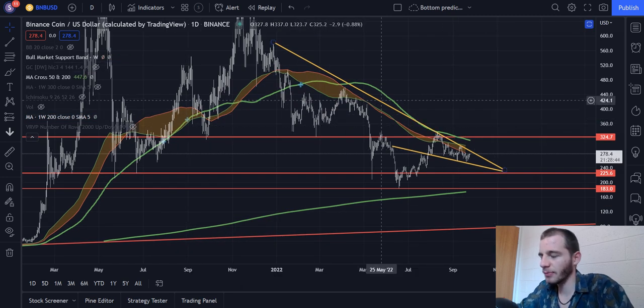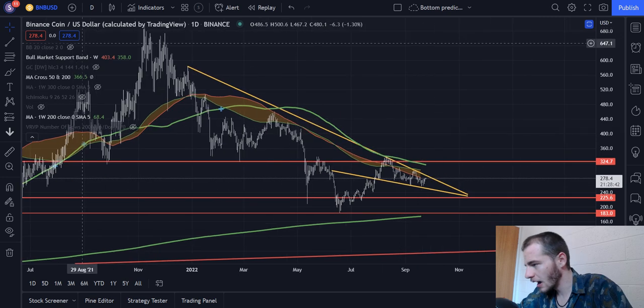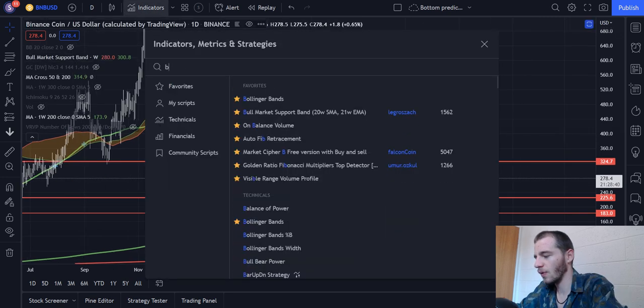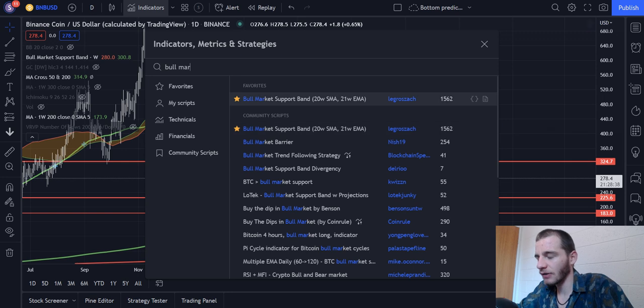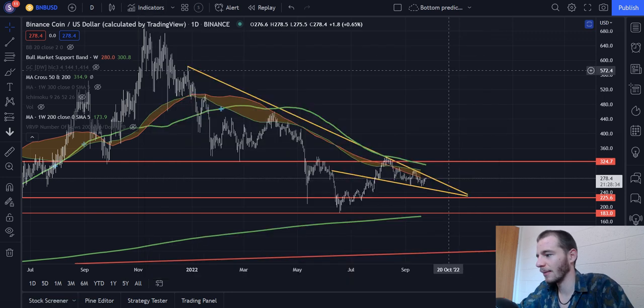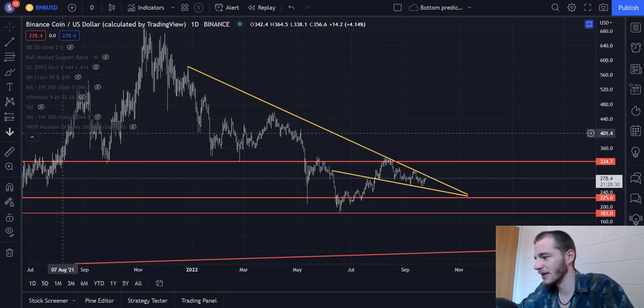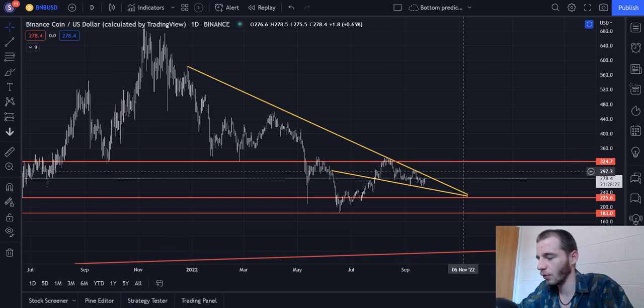You also want to bring up the bull market support band, and that, of course, is the one made by Legrozak. So type up bull market support band, click on the one by Legrozak, and that will come up straight away. Now that you've got all the indicators up, we'll delete those for the time being, just so we can get a clearer view of the actual overall picture.